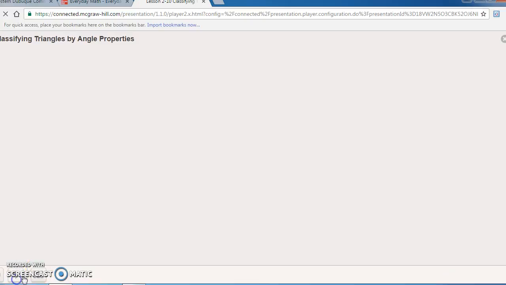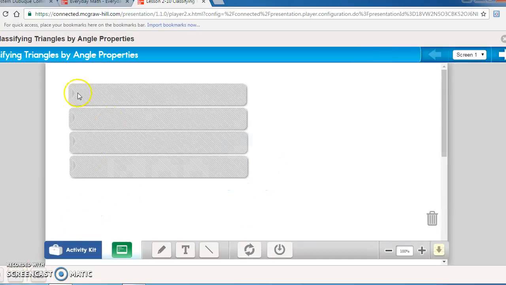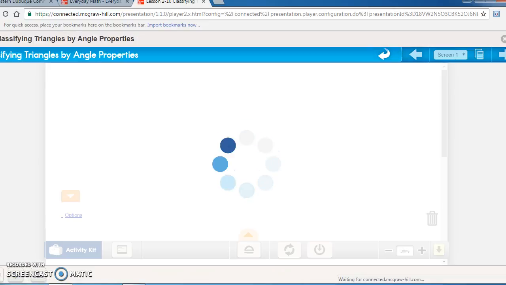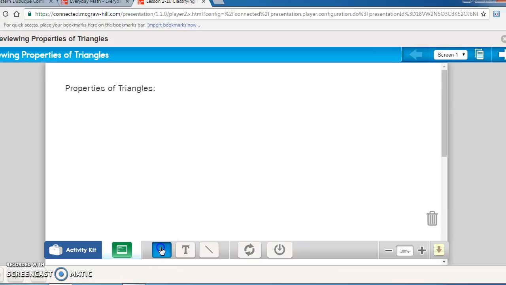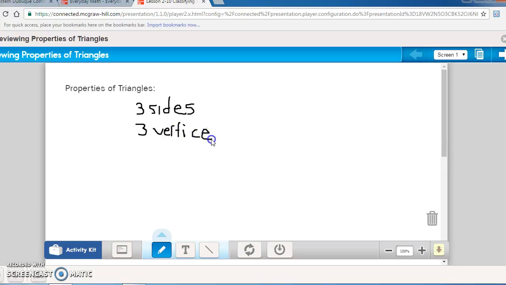So, what are some properties of triangles? Hopefully you notice that a triangle is a three-sided polygon. Remember what the properties of polygons are. So we know that it has 3 sides. We also know that a triangle has 3 vertices. And remember what those are.